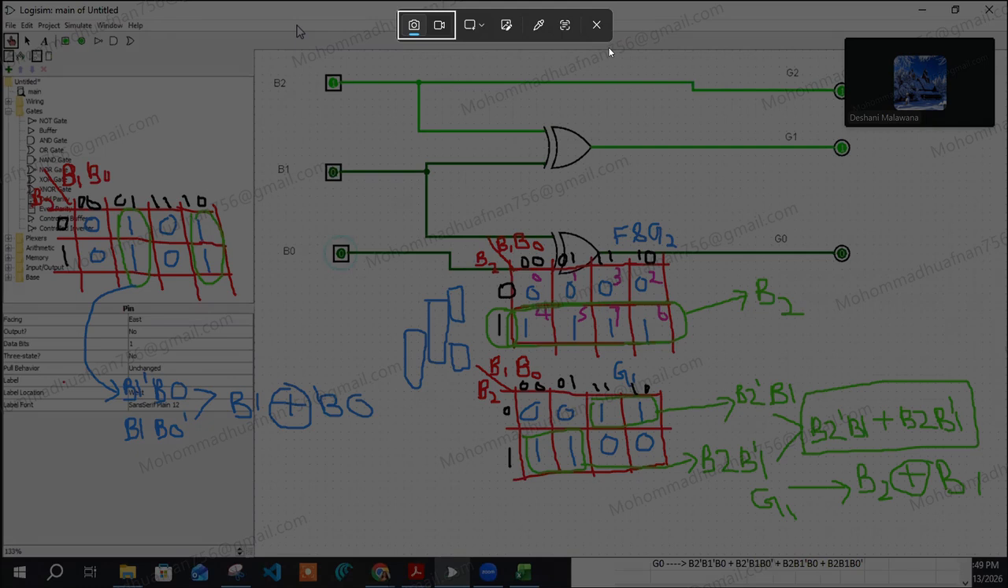This is called a 3-bit BCD to gray code converter. Okay, this is what we have done so far.